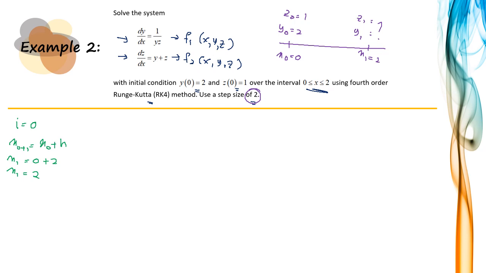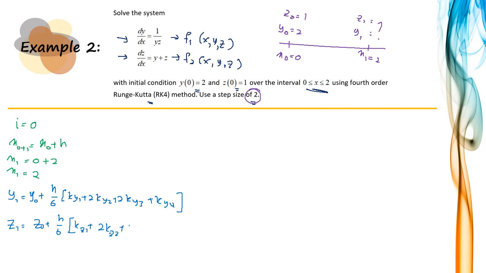Then we are going to calculate our y. So y1 is equal to y0 plus h over 6, ky1 plus 2ky2 plus 2ky3 plus ky4. While z1 is equal to z0 plus h over 6, kz1 plus 2kz2 plus 2kz3 plus kz4. Before we can get the value for y1 and z1, let's calculate the values for ky1 until ky4 and kz1 until kz4.